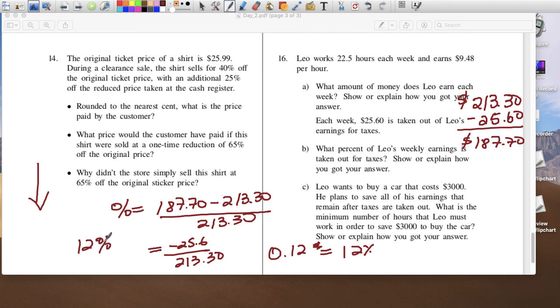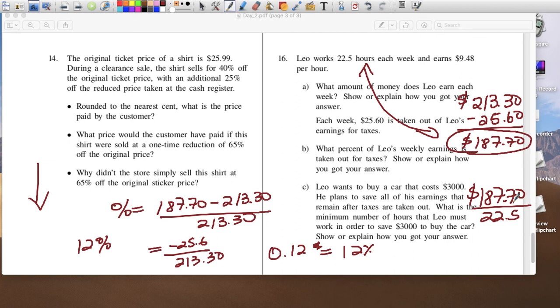Okay. So Leo wants to buy a car that costs $3,000. He plans to save all his earnings that remain after taxes. What is the minimum number of hours that he must work? So what I'm going to do is that we know that he makes after taxes 187.70, right? And he made that by working 22.5 hours. So I'm going to say that 187.7 is how much he took home for working 22 and a half hours.